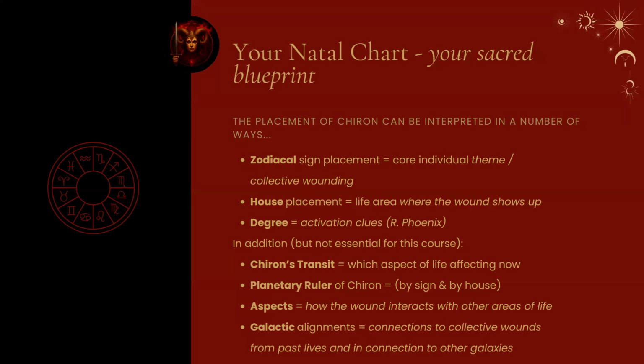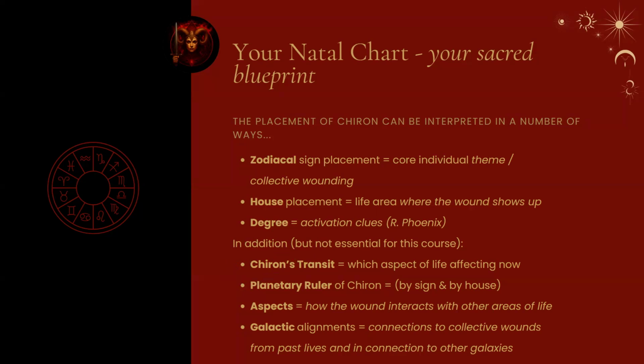But if you feel comfortable looking at those things that I've already mentioned, in addition to that, you can also look at other things as well. For example, we can look at where Chiron is currently transiting in the sky right now in relation to your birth chart. So which house is Chiron currently going over? We can also look at the planetary ruler of Chiron, and have a look at where that is situated in your chart.